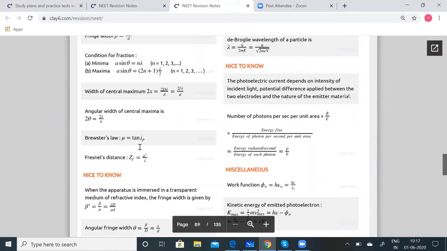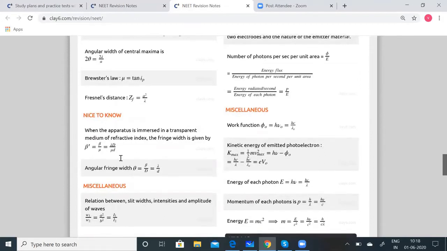Brewster's law, this is very, very important. You can definitely expect one question related to Brewster's law. Mu is equal to tan of iP. Fresnel distance ZF is equal to a squared by lambda. When the apparatus is immersed in a transparent medium of refractive index mu, the fringe width is given by beta dash is equal to beta by mu, which is equal to lambda D by mu d, where mu is the refractive index of the medium.